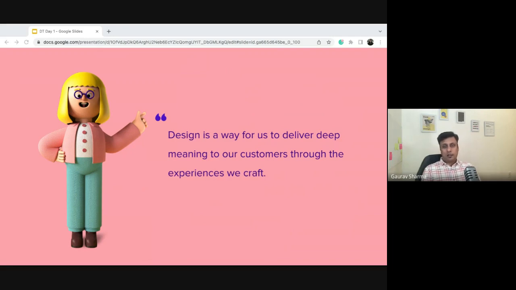Design needs to not only deliver pleasure and delight, but must deliver deep meaning that we know people are seeking. And sometimes we create those needs by designing a product that would automatically build that need into the market, rather than catering to an existing need in the market.